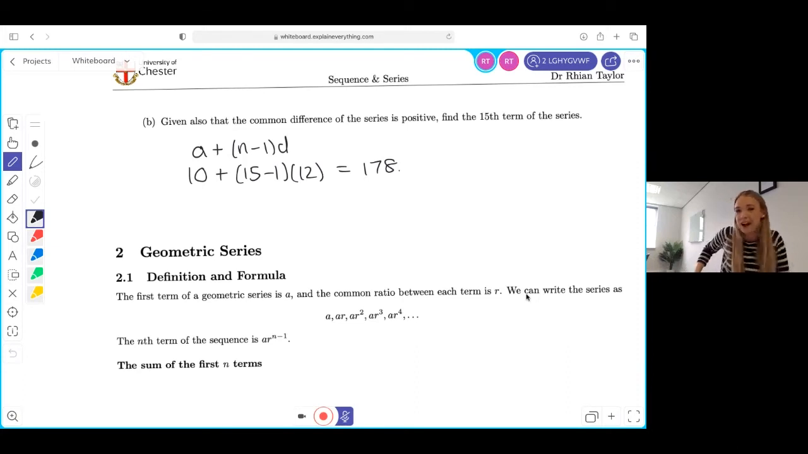So if we're happy with the arithmetic series, I'll go on to geometric ones, and then I've got some really horrible questions at the end, which combine them a lot in exam style questions as well.